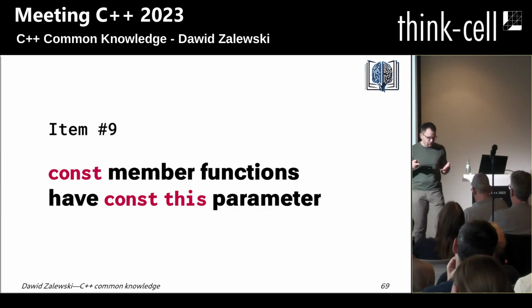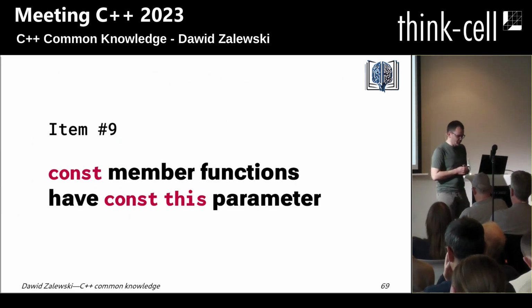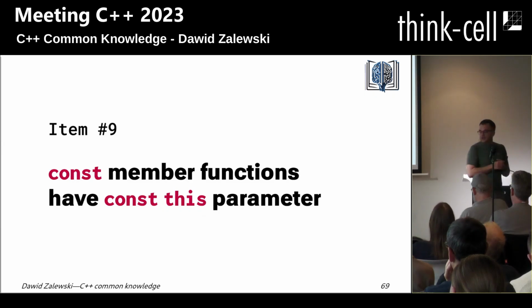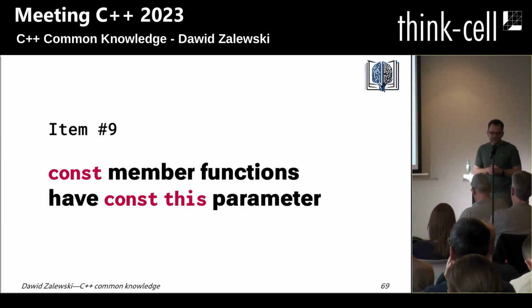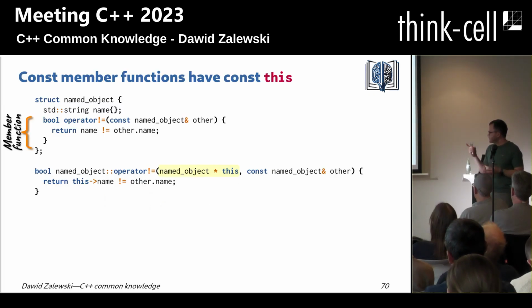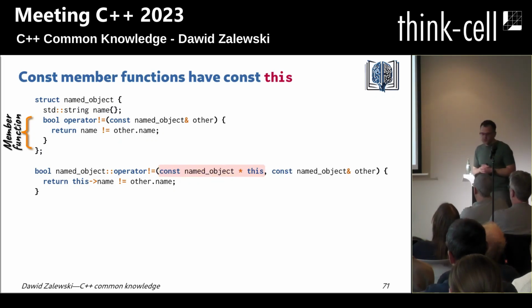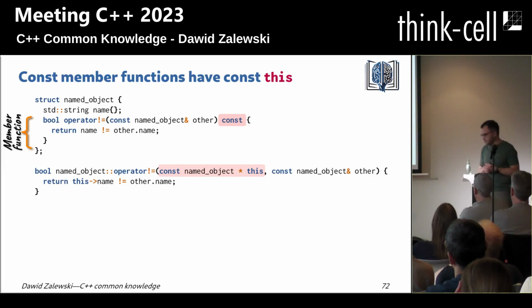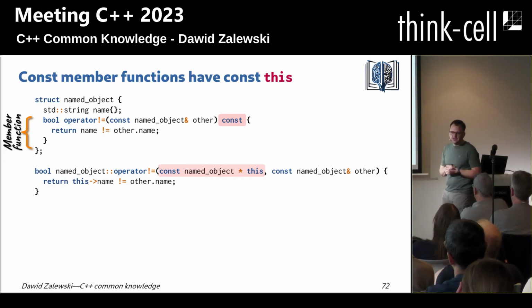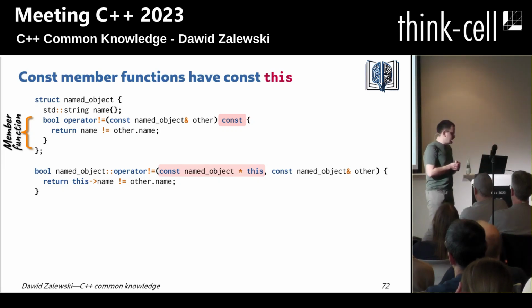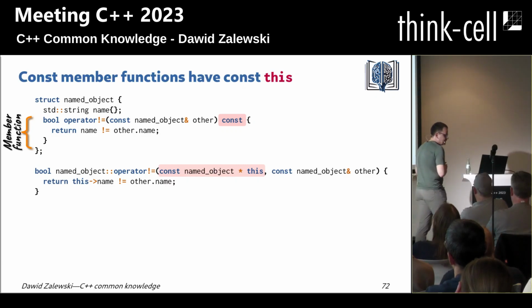Well, you just have to understand the second rule of playing with this: const member functions have a const this parameter, right? This is what we have. This is what the compiler now sees when it looks at the not equals operator. This is what we want to have. A very easy thing to achieve. Just put the const keyword after the member function and you're done. This const does qualify the this pointer.